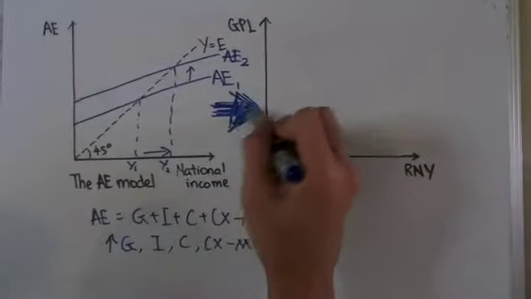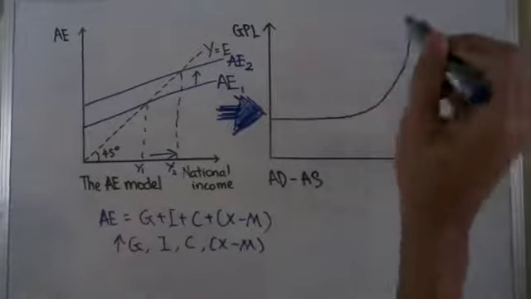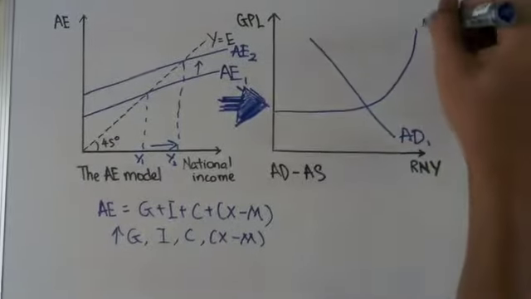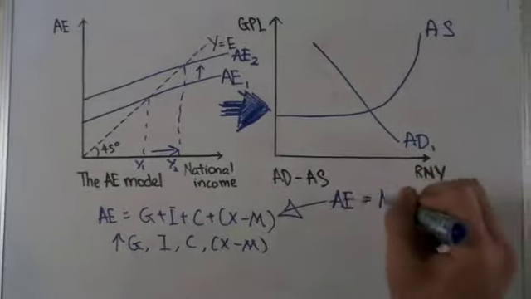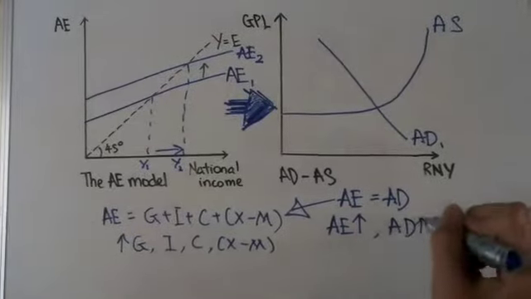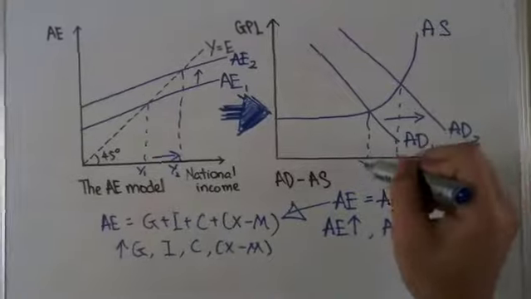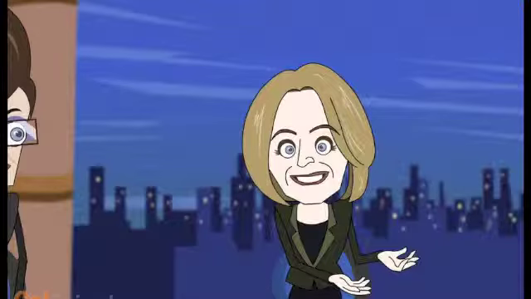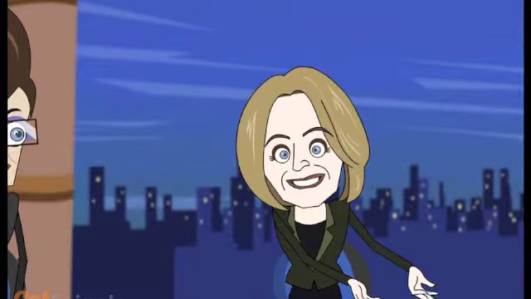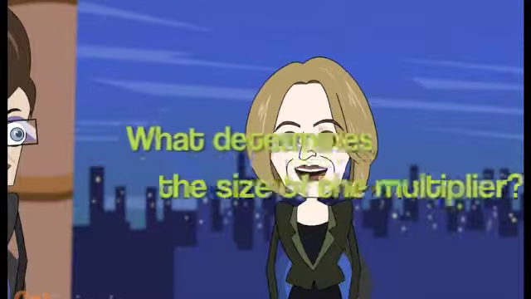And this is where the multiplier process comes in. National income increases by a larger extent than the initial increase in consumption. This is similar to the AD-AS model, where the AD curve shifts to the right. But how much would this increase be? And what determines the size of the multiplier?